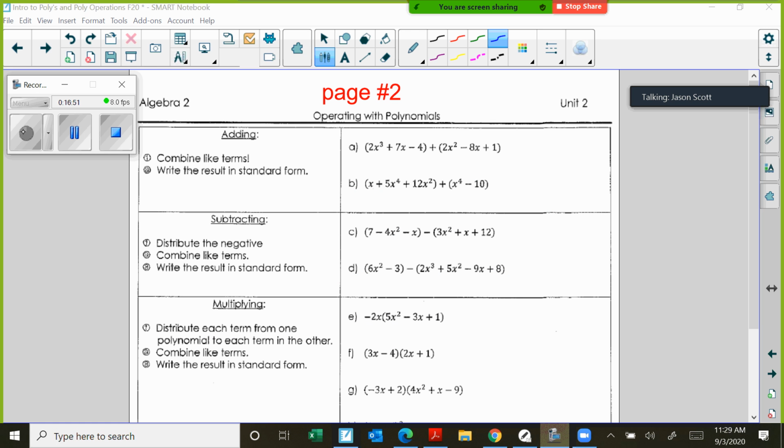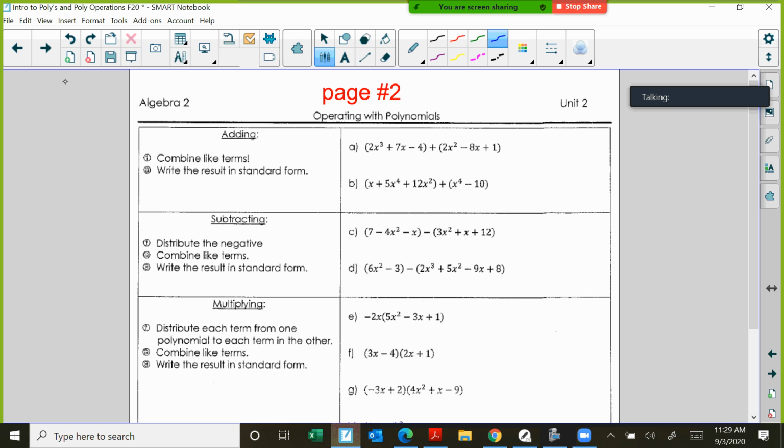So on page 2, we go back and look at operations of polynomials. This is something that you and I have done already. We did this back in Unit 1 with quadratics, adding and subtracting. So when you're adding, you're combining like terms, and you make sure you write it in standard form. So you want to look throughout the entire polynomial. Standard form says highest exponent first. So here's your highest exponent.